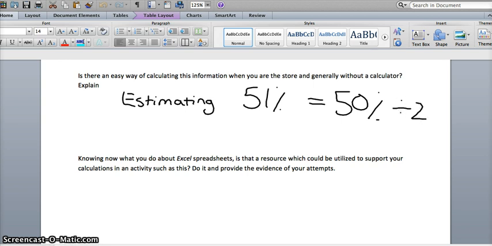Yeah? If it's 25% off, Geordie, what could we do? Divide it by 2? Divide by 4. We could divide it by 4. Okay? If it's 75% off, what could we do, Tani? We could divide it by 4 and times it by 3.